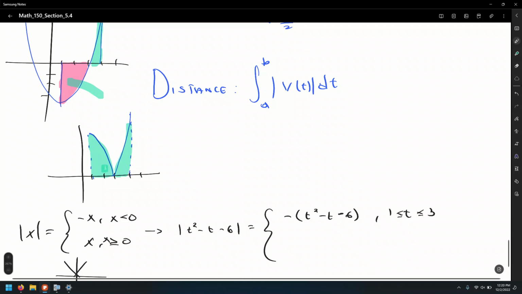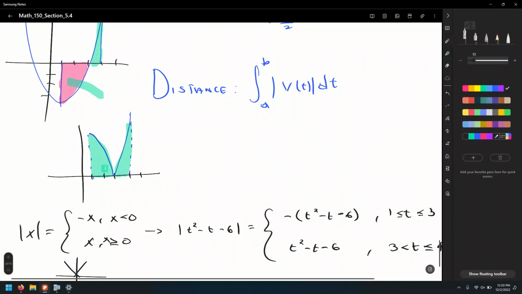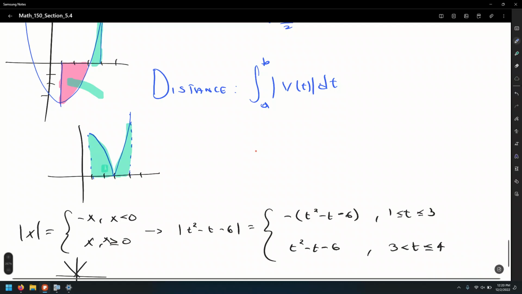Of course, it's also negative at other values, but we care only about the interval between 1 and 4. And it's going to be positive, t squared minus t minus 6, for t going between 3 open, t close to 4. But anyway, these two get connected. So I'm going to use the same limits of integration. So in this case, number 1, that means we are going to set up the integral like this.